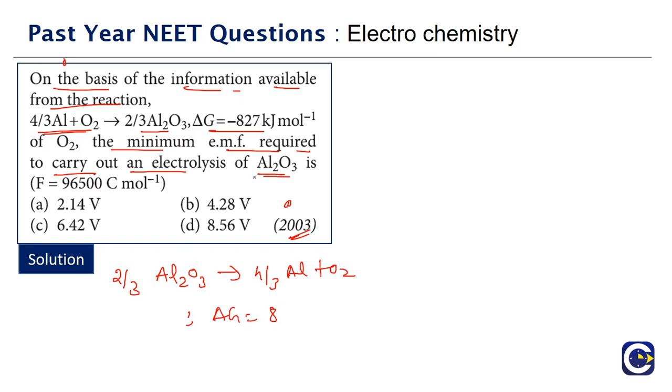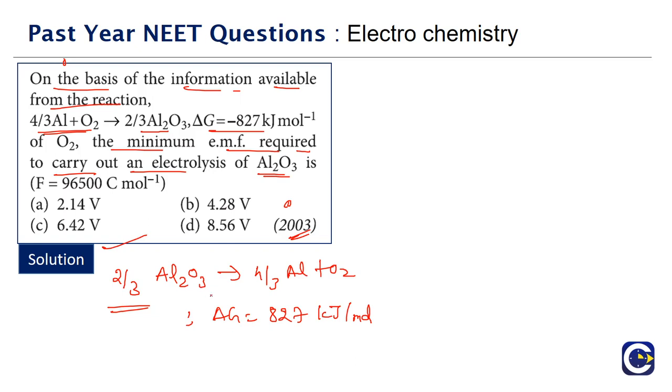Minus of the original value. See, already minus 827, right? Minus of minus means plus 827 kilojoule per mole. This is the del G value for the electrolysis. Electrolysis means reduction. Aluminum oxide is going to get reduced during the electrolysis. Okay. Now they are asking what is the minimum EMF required to carry out the electrolysis.